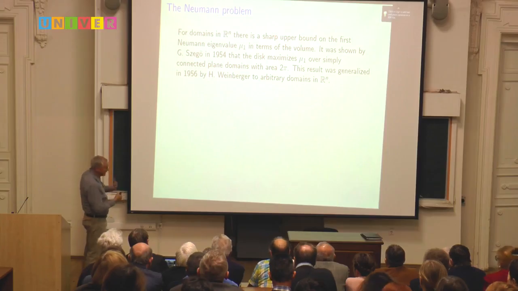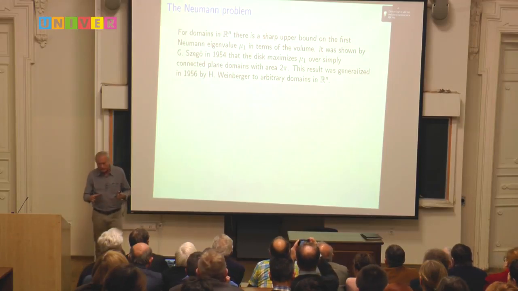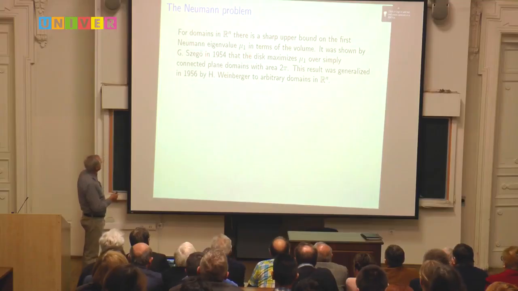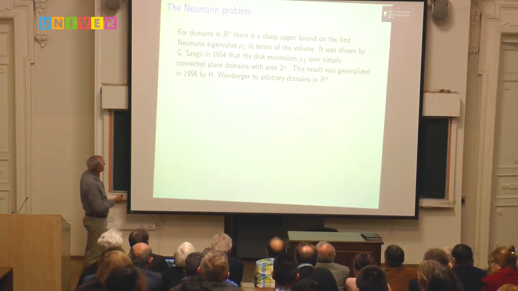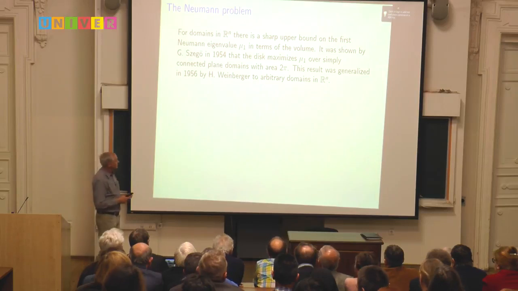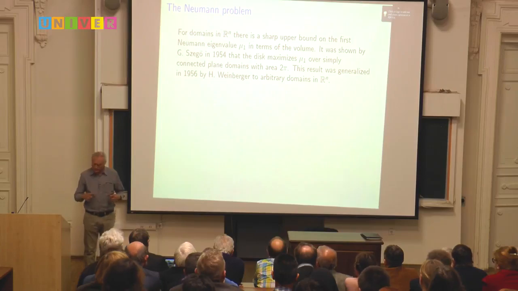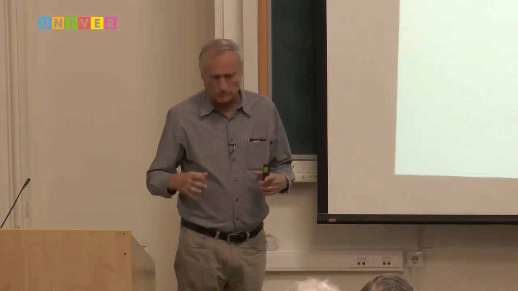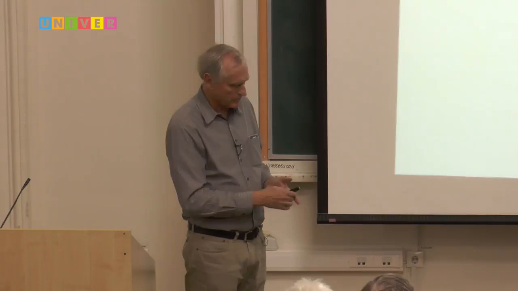And so there is, again, for domains in Rn, a sharp upper bound. So it turns out for Dirichlet eigenvalues it's natural to minimize, and for Neumann it's natural to maximize because of the way they behave. And so actually there's an old theorem from 1954 by Szegő which says the disk maximizes mu 1, which is the first non-zero Neumann eigenvalue, over simply connected plane domains with a fixed area. And that result was generalized to arbitrary domains in Rn a few years later by Weinberger. So again, for domains in Rn, there is a theorem that says that the maximal geometry is a round ball.